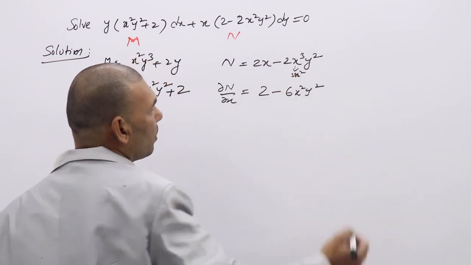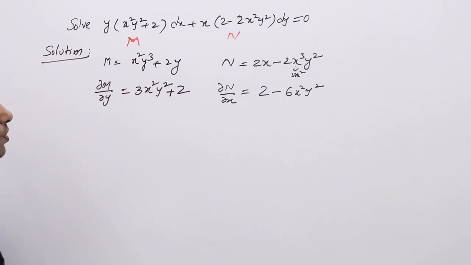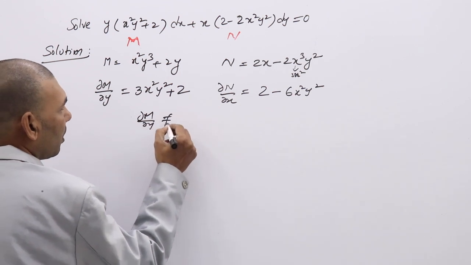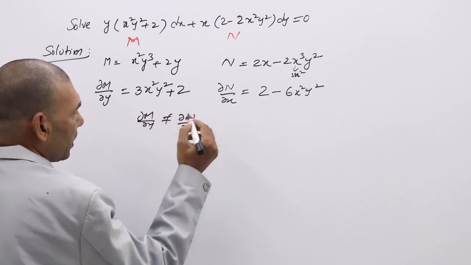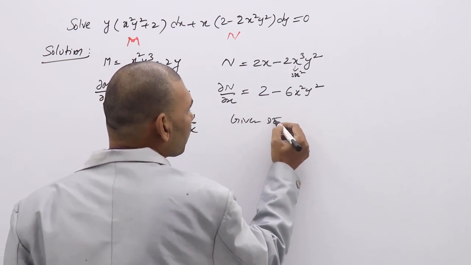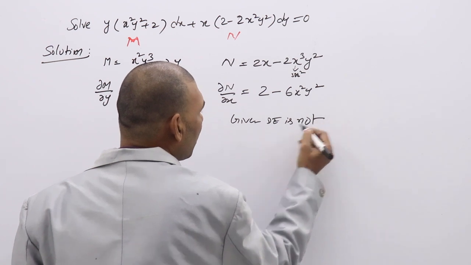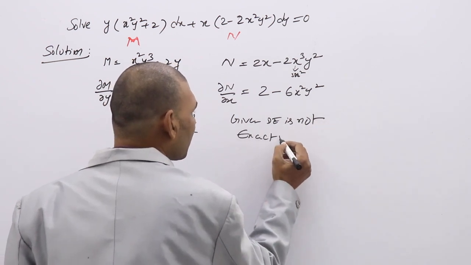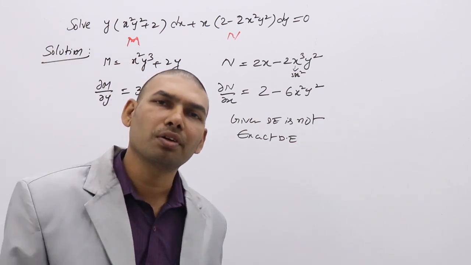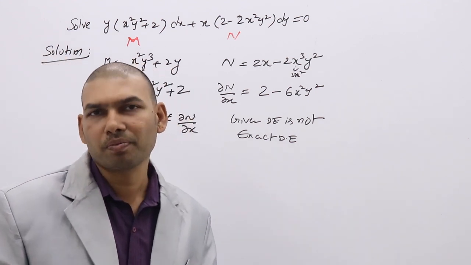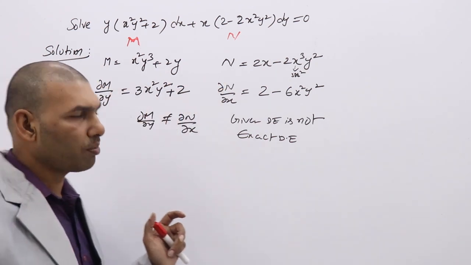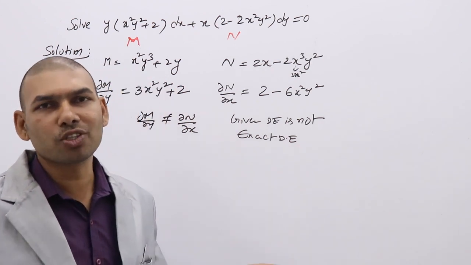Now if you observe, you can easily identify dou m by dou y not equal to dou n by dou x. Therefore, the given DE is not exact. Whenever the given DE is not exact, then think about integrating factors. If every term in m and n is of equal degree, that is homogeneous.